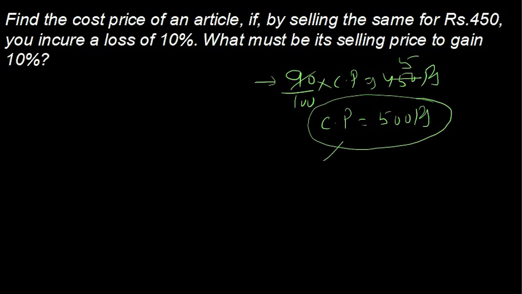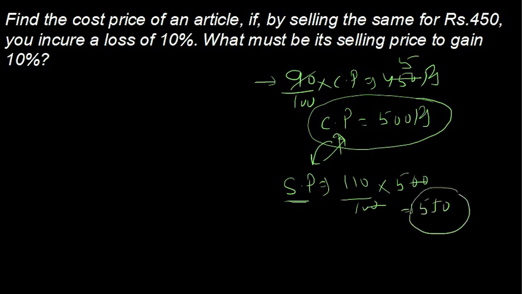Now with the same 500 rupees as the cost price, what they want is a gain of 10%. So this time the selling price should be 110% of the cost price. And what is the cost price? 500 rupees. So the selling price is going to be what? 550 rupees. Okay. But whenever these types of problems are there, you can use a direct trick.